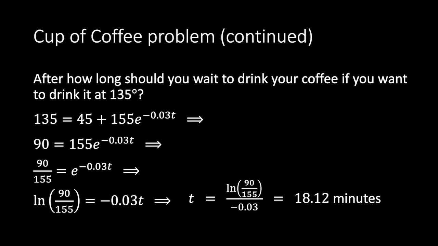So when drinking coffee, if it comes out at 200 degrees with a cooling rate of 0.03 and the temperature outside is 45 degrees, then you'll want to drink your coffee after about 18.12 minutes.